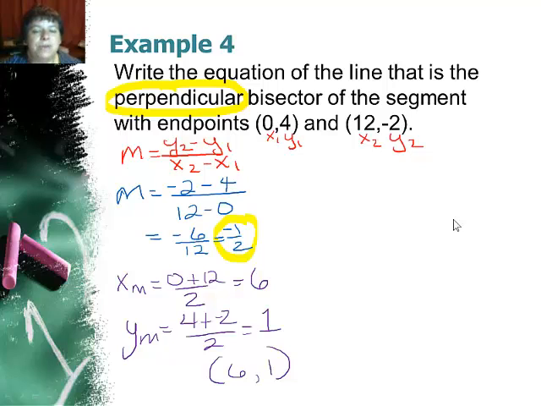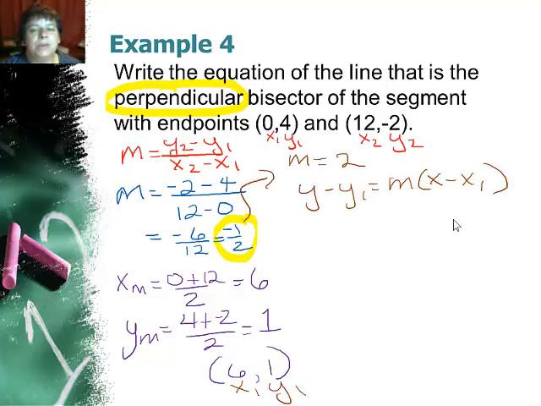4 plus -2 all over 2 is 1. So 4 plus -2 is 2. Divided by 2 is 1. That might be a little harder to see, but if you graphed it, you would see it. So my midpoint is (6, 1).